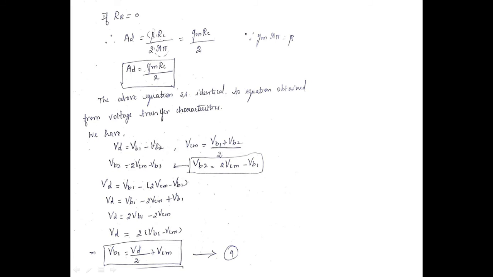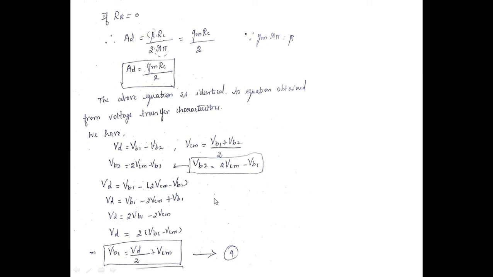So from these two equations, I'm going to derive VB1 equation and VB2 equation. So from the equation VCM, I got a VB2 equation as 2 times VCM minus VB1. So I'm going to substitute this VB2 equation in this place. So VD is equal to VB1 minus, I'm substituting this equation over here and I'm solving it further, and I am getting the equation as VB1 is equal to, I'm bringing the other terms to the other side. So VB1 is equal to VD divided by 2 plus VCM. This is the equation number 1.